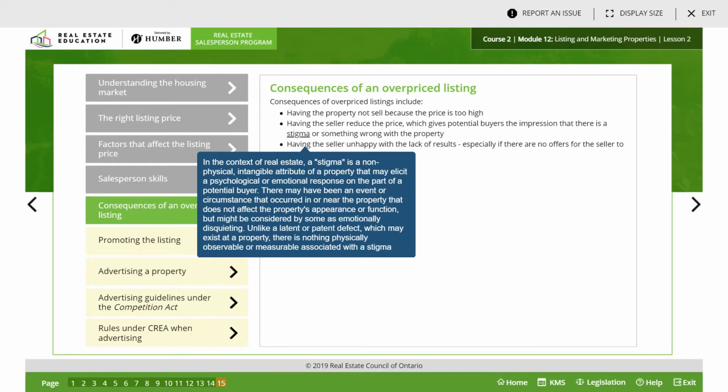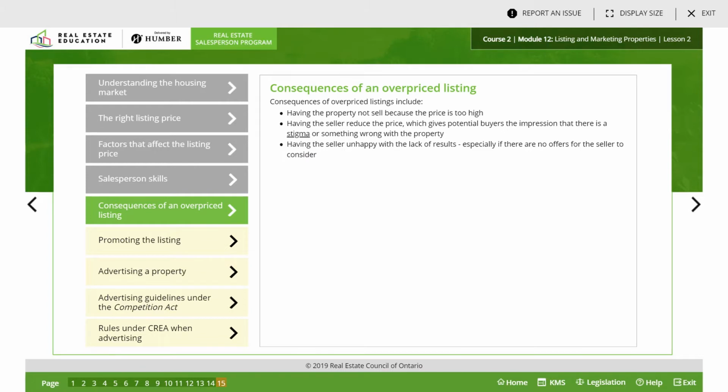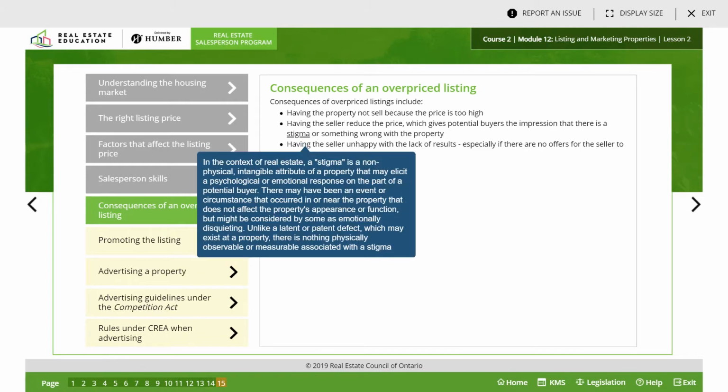Stigma, they talk about stigma. Let's see that again one more time so we know. In the context of real estate, a stigma is a non-physical, intangible attribute of a property that may elicit a psychological or emotional response on the part of a potential buyer.